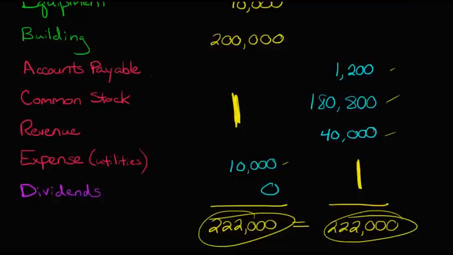And now you can go and start doing things like put together adjusting entries and then make an adjusted trial balance, and then go ahead and start putting together your financial statements, which is what we're going to be talking about in the upcoming videos.